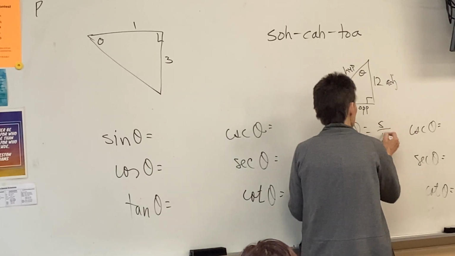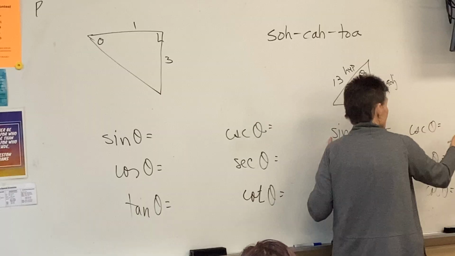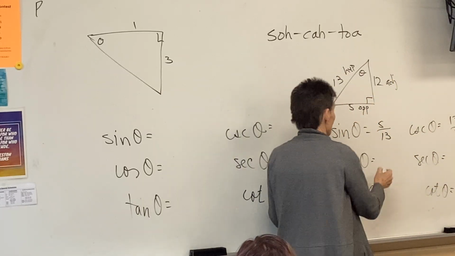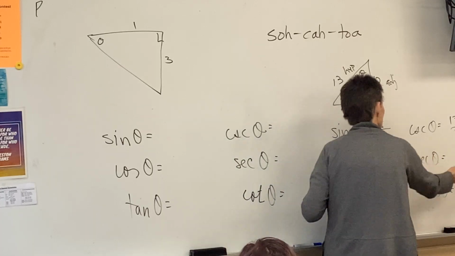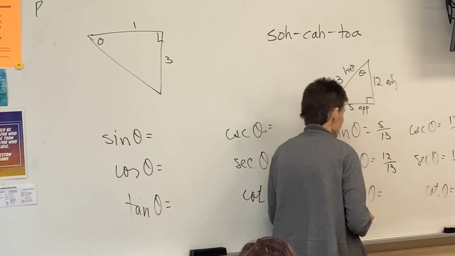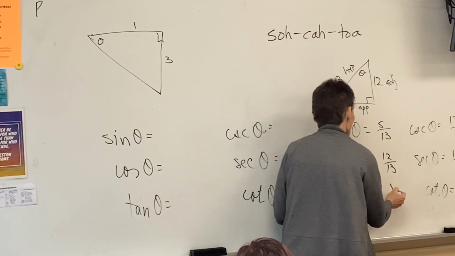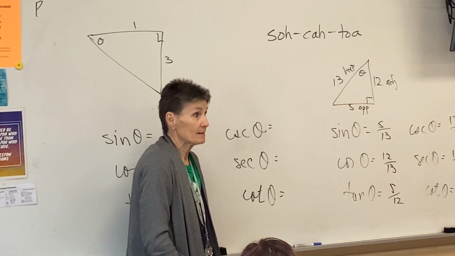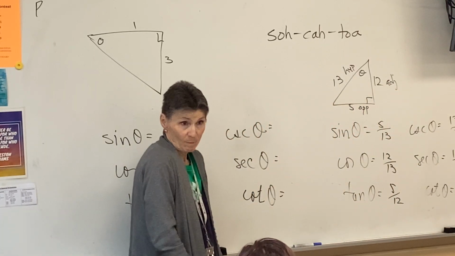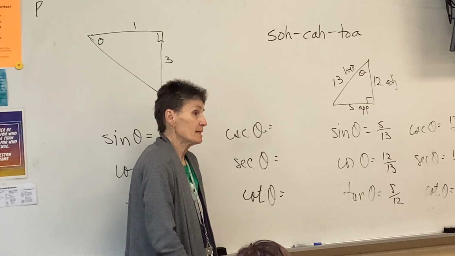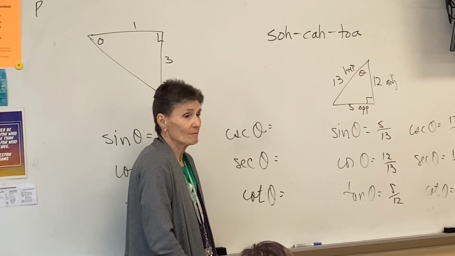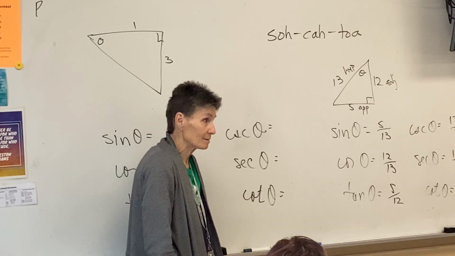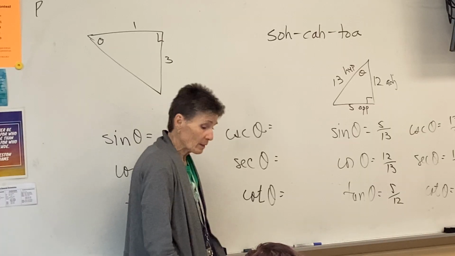Sine is 5 over 13, which automatically means the cosecant is 13 over 5. Cosine, 12 over 13, which means secant is 13/12. Tangent, 5/12. So cotangent is 12/5. Easy, right? You've got to remember what sine, cosine, and tangent are. But if you remember that, you have it made. Remember, you won't always have your green sheet. We're working our way up. Okay, let's look at the next one, C.